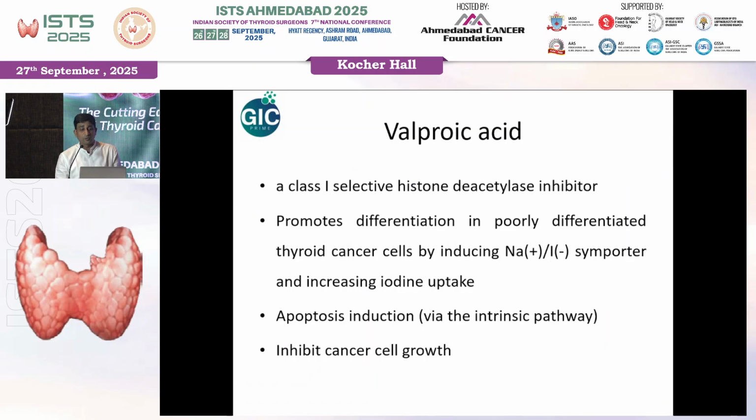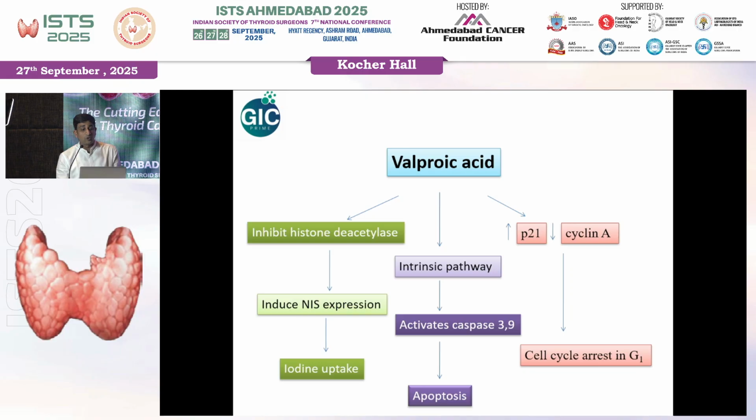The other one is valproic acid. Valproic acid is a histone deacetylase inhibitor. It promotes differentiation in poorly differentiated thyroid cancer, induces apoptosis, and inhibits cancer cell growth. Valproic acid induces sodium iodine symporter expression to increase iodine uptake. Another pathway is to activate caspases to increase apoptosis. It also increases the P21 level and causes cell cycle arrest in the G1 phase.